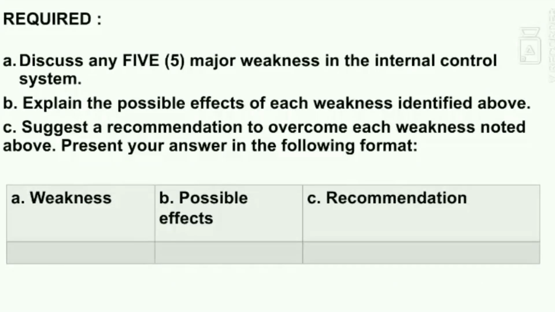So this is the question. A. Discuss any 5 major weaknesses in the internal control system. B. Explain the possible effect of each weakness identified above. C. Suggest a recommendation to overcome each weakness noted above. Present your answer in the following format. So you need to answer the question using table.